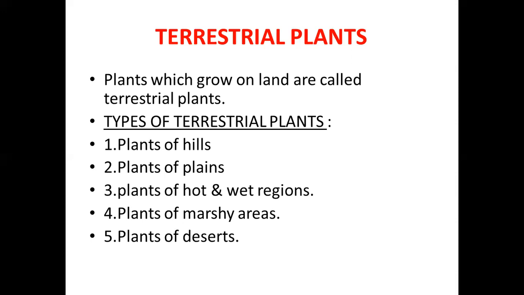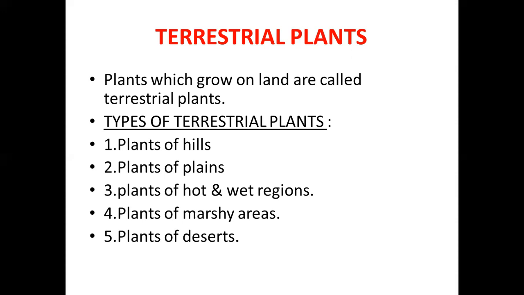I told already the place where a living thing, either plant or animal, lives most comfortably is called its habitat, and the habitat is thus the natural home of a living thing. For example, the plants which grow on hills is the habitat of those plants. The plants which grow in plains is the habitat of those particular plants. So the habitat is thus the natural home of a living thing.